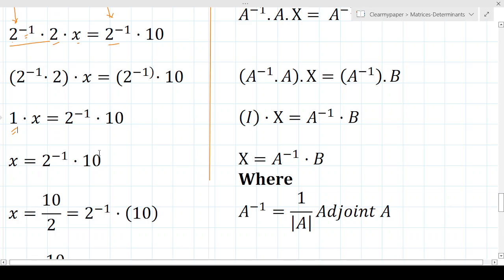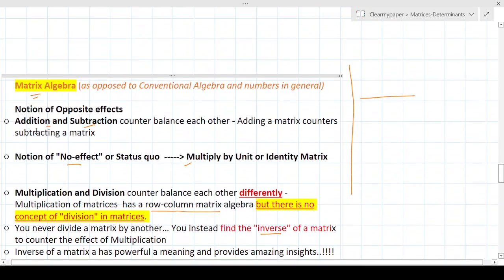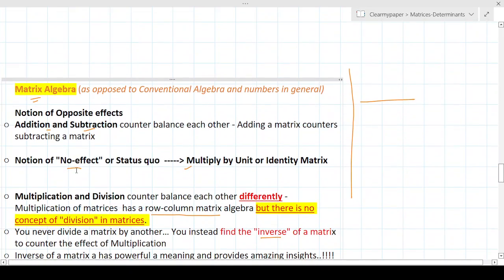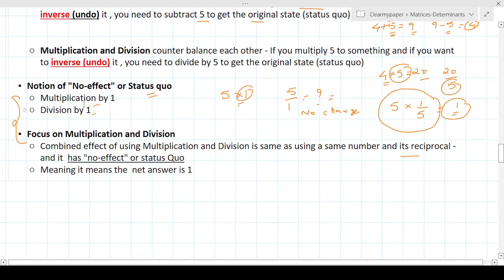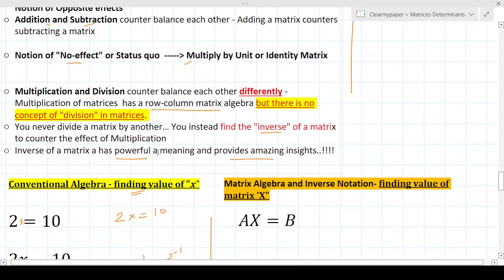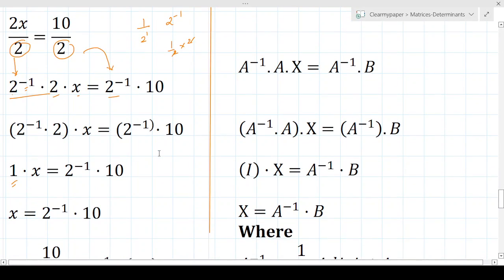In this case, 1 does not have any meaning. You remember we said 1 is as good as having no effect on anything, right? That's what we discussed. Multiplying by 1 has no effect. We can just ignore it. So we remove that and we just say x is equal to 2 to the power negative 1 into 10.